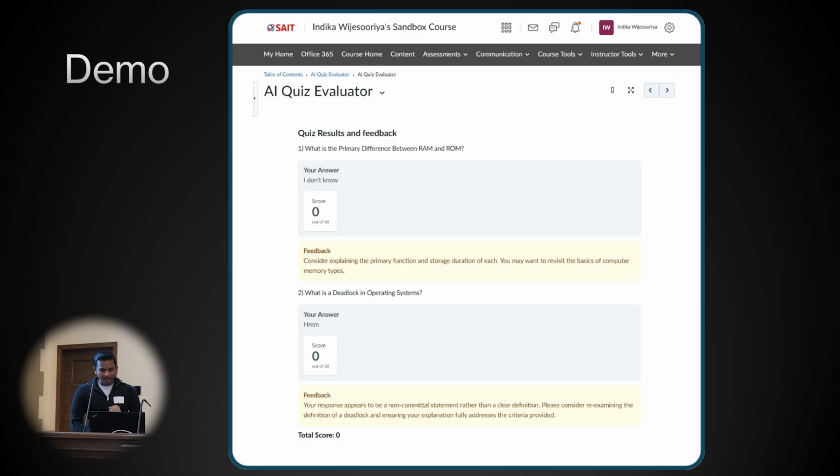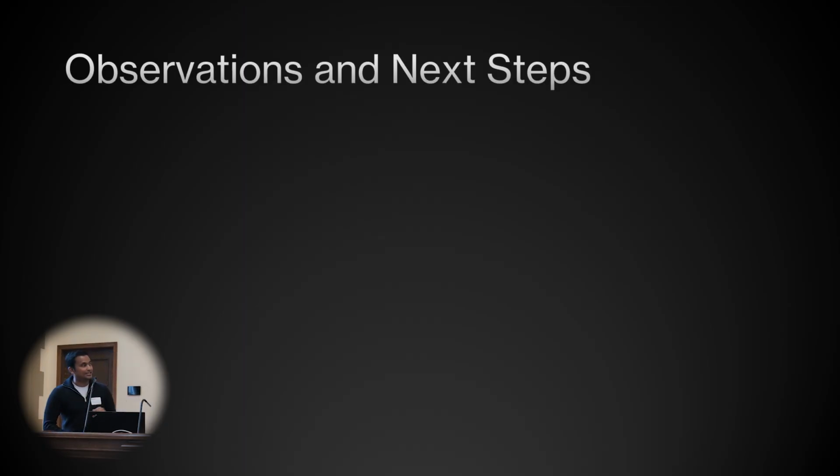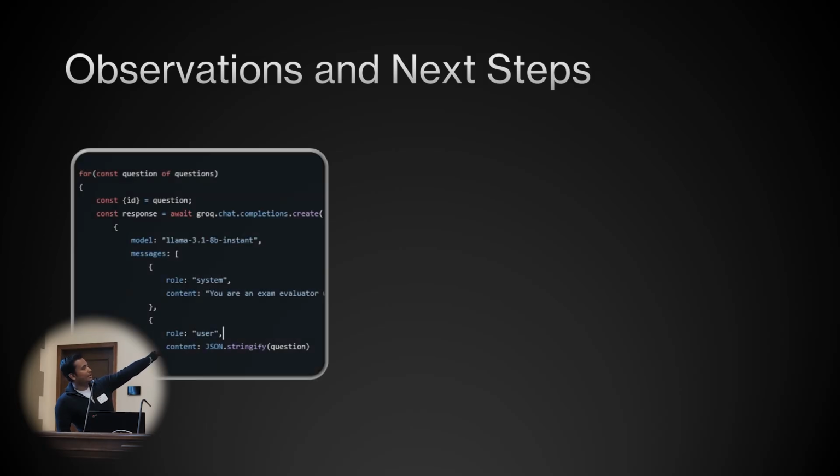So in terms of the observations and next steps, the feedback that gets generated totally depends on the AI model that we're using. In this case, you can see a part of the code that I did. You can see that the model is Llama 3.1 8B instant. Usually instant models are smaller in size. The response is quicker, but it's not polished.